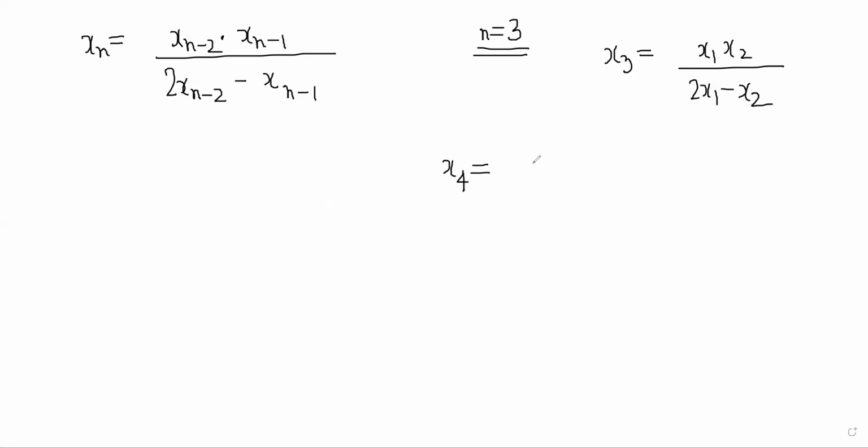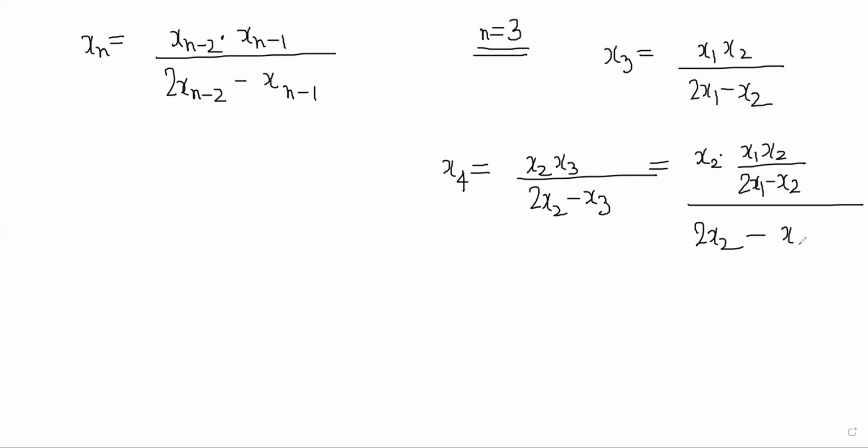Let's calculate x4. So x4 should be x2 x3 by 2x2 minus x3. Now, here we can use x3 from here, and we'll say x2 into x1 x2 by 2x1 minus x2, divided by 2x2 minus x1 x2 by 2x1 minus x2, right? If you simplify this a little bit, after cancellations, x2 can get cancelled from the top and the bottom, and then you simplify it again, you will eventually end up getting something like this: x1 x2 by 3x1 minus 2x2.